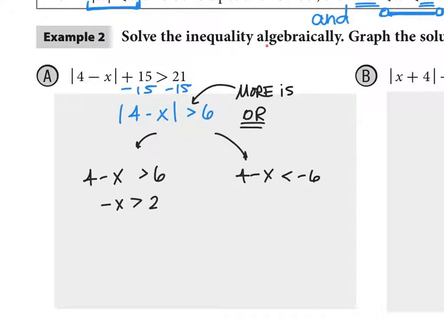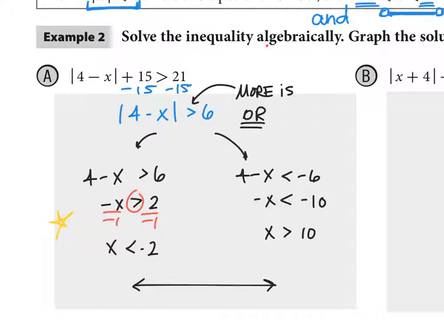Remember, put a little star in your notes if you need to, because when I divide by negative 1, my symbol is going to flip around. That gives me x is less than negative 2. If I work this other one out, negative x is less than negative 10, divide by a negative, so x is now greater than positive 10. When I graph that, remember I said "or," so these should be going in opposite directions if I've done everything correctly.